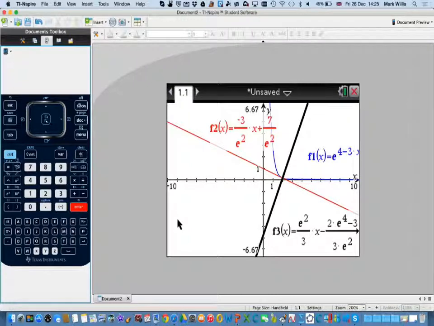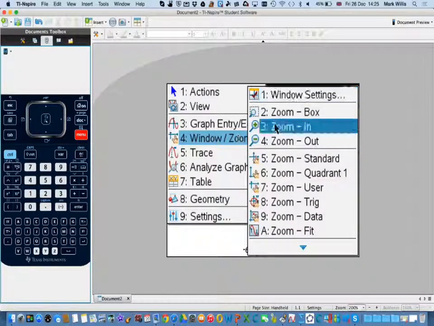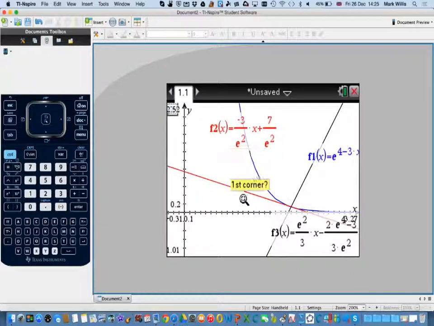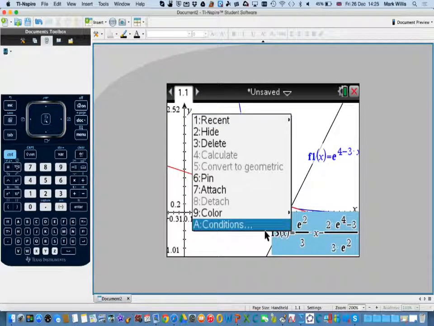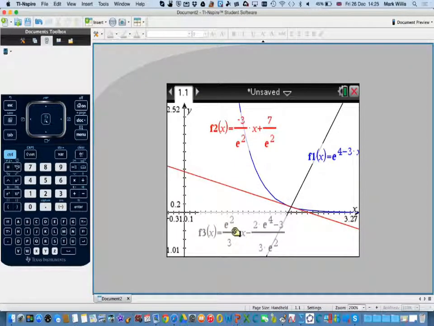Okay, we're only interested in this bit of the graph, so we need to do a little bit of zooming. So do menu, window, zoom. Let's just go for the box first of all and make a sort of a box around here over the bit that we're interested in. There we go. Let's escape. Okay, I'll just move the labels around a little bit.